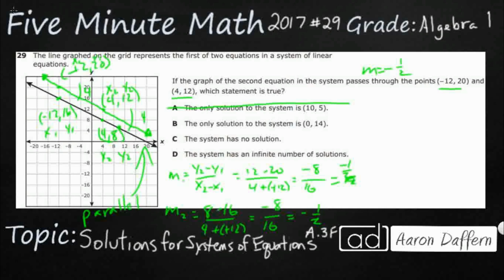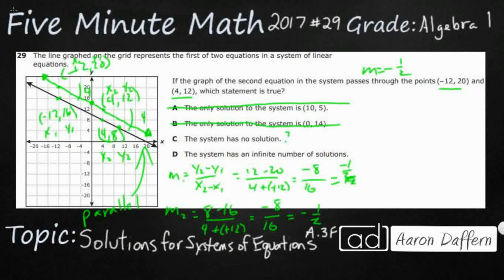The only solution to the system is 0, 14. All right, 0, 14 looks like it's about the y-intercept for that second line. But the first line's y-intercept is 0, 10, so it's not a solution because they don't intersect. The system has no solution, has no intersections. That makes sense.